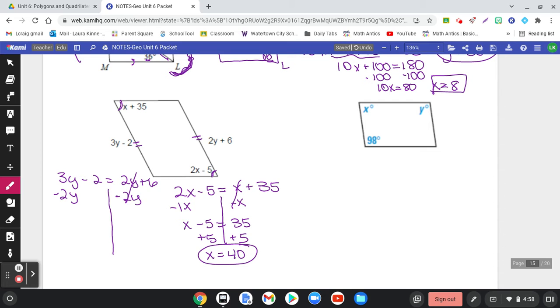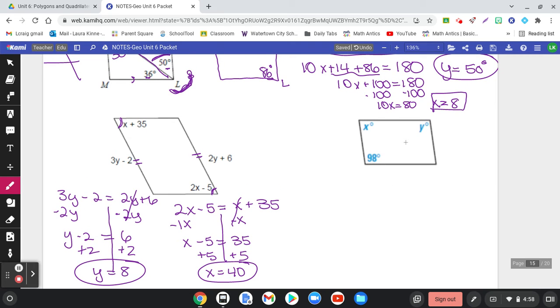All right, we'll subtract the 2y. We're left with 1y, or y minus 2 equals 6. Add 2. Y equals 8. We're done. Again, if it wanted you to find the angles, you'd plug it in. If you wanted to find the sides, you'd plug it in.